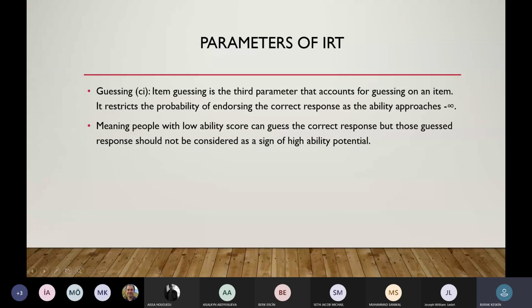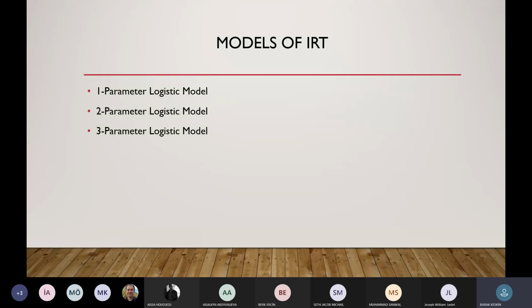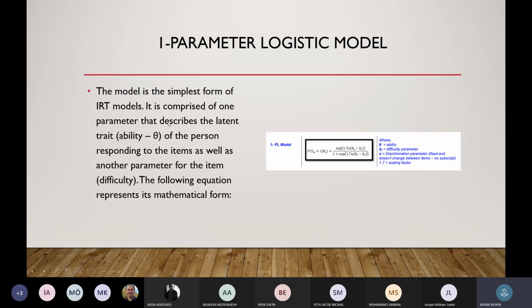So we have three logistic models used in item response theory. The first one uses only one parameter, and it just looks at the theta value in here. So the important parameter is the b_i value.